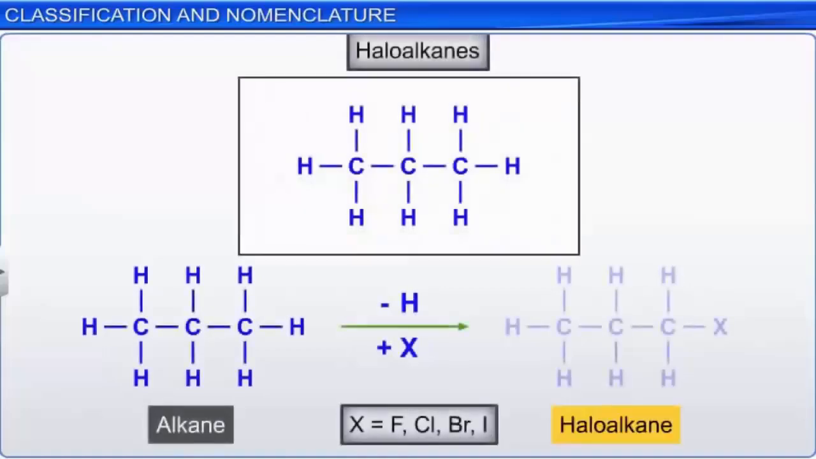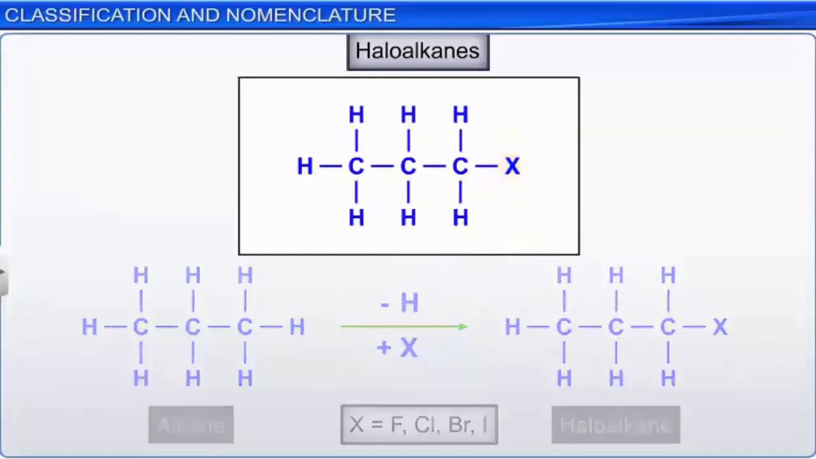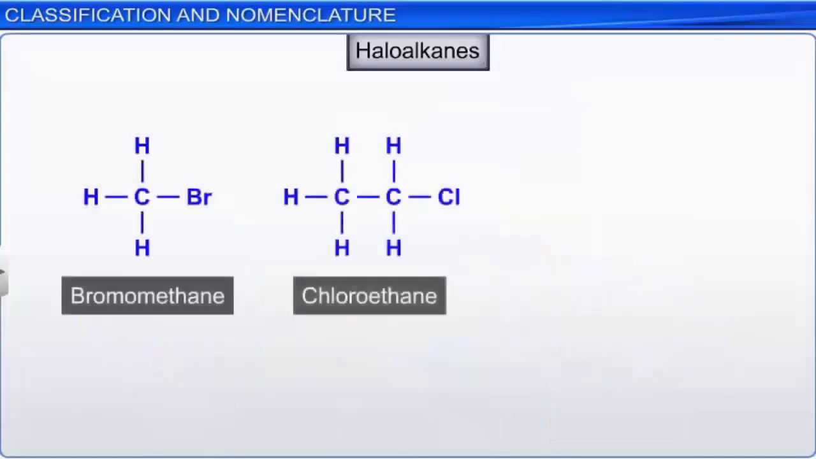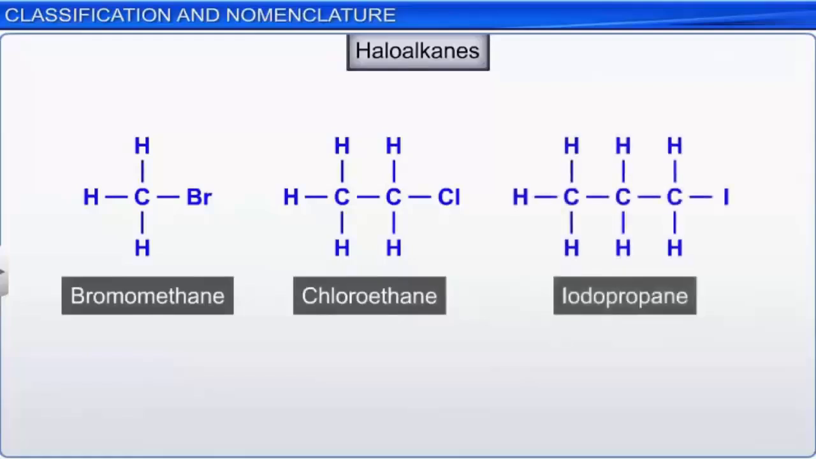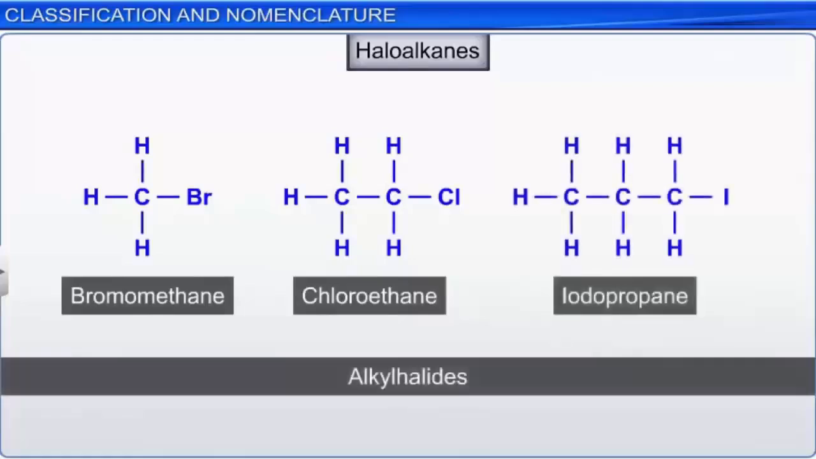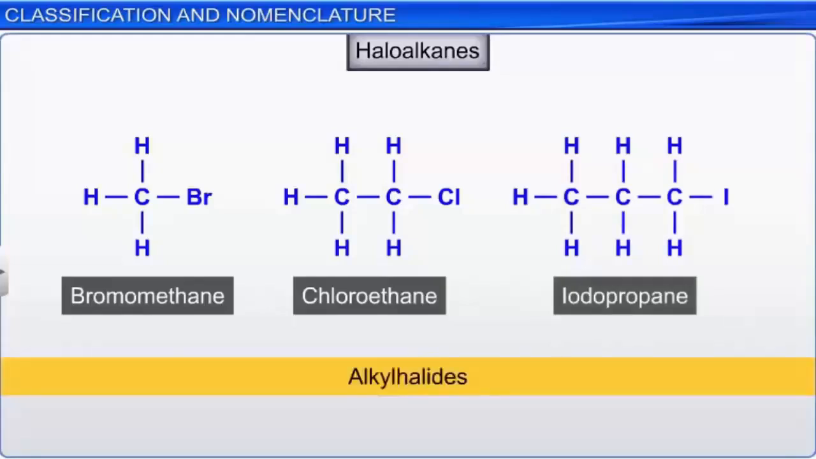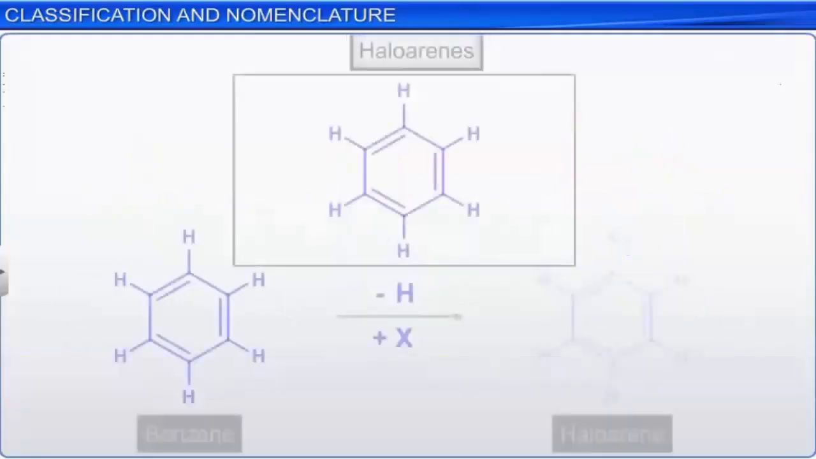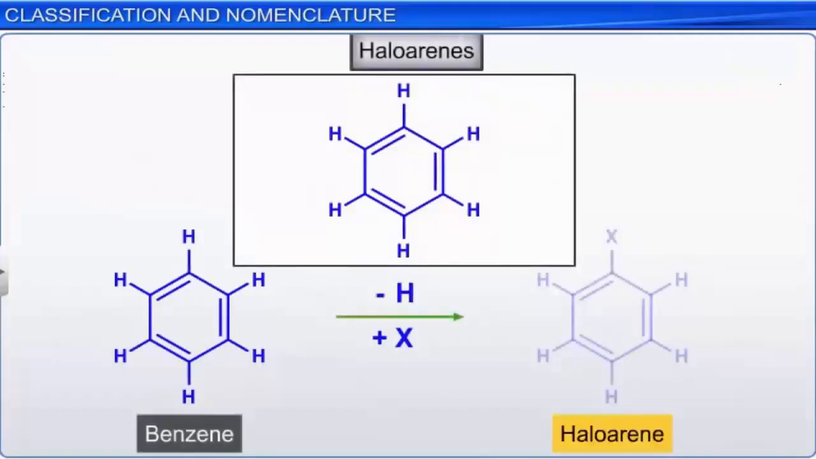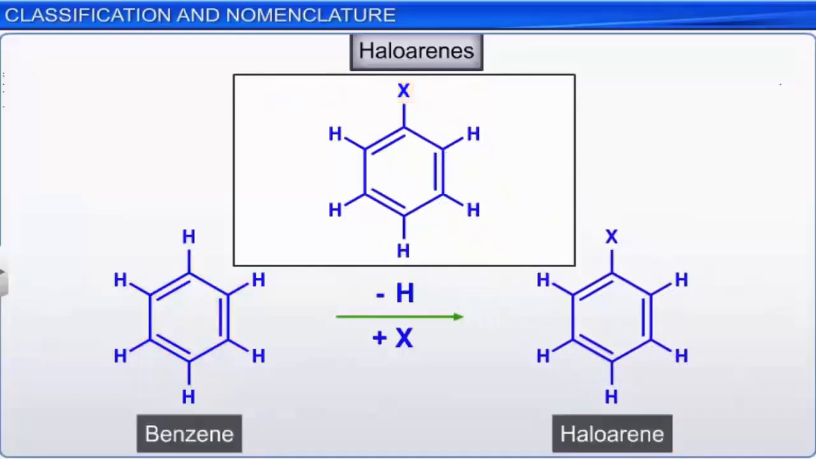A haloalkane molecule is formed when a hydrogen atom in an alkane molecule is replaced by a halogen atom. Some typical haloalkanes are illustrated here. This class of compounds is also called alkyl halides. Haloarenes are formed when a hydrogen atom in an aromatic compound, such as benzene, is replaced by a halogen atom. These compounds are also called aryl halides.